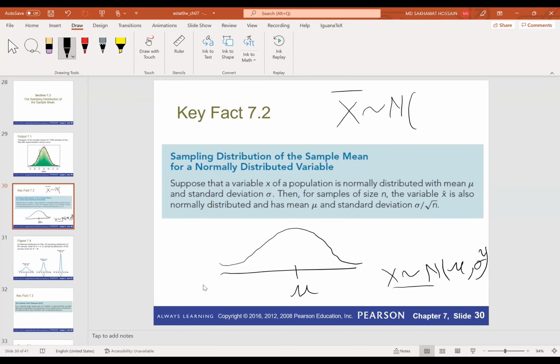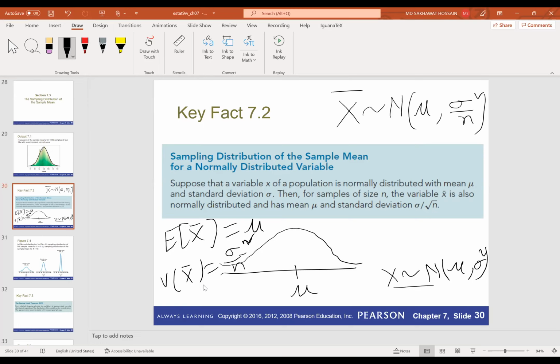And we know the mean for X bar. If the mean for X is mu, the mean for X bar is also mu. We already know it, right? This is the expected value of X bar, which is the same as the expected value of X. And the variance of X bar, if you remember, was sigma squared divided by n. So if X itself is normally distributed with mean mu and variance sigma squared, then the distribution for X bar will also be normal with mean mu and variance sigma squared over n.